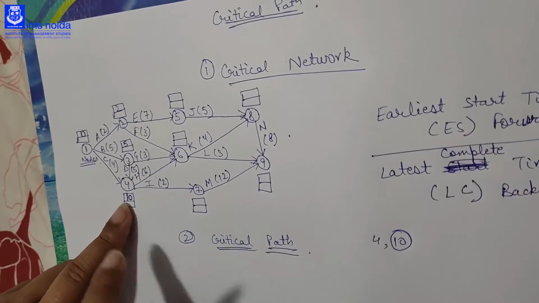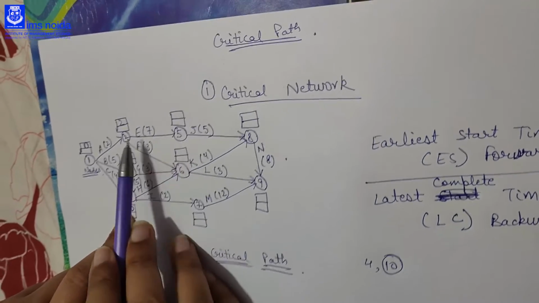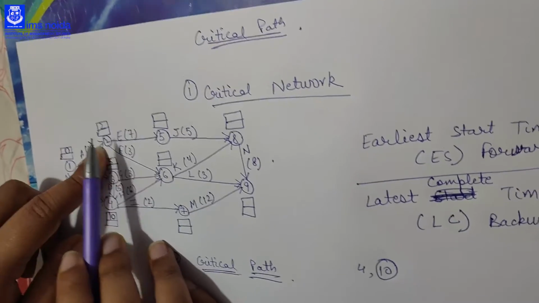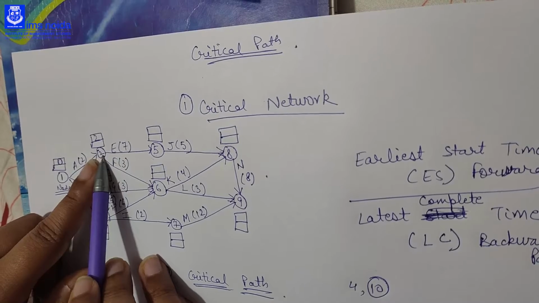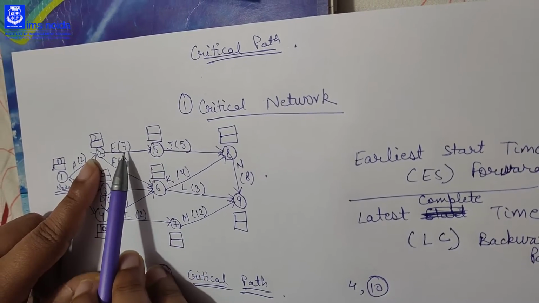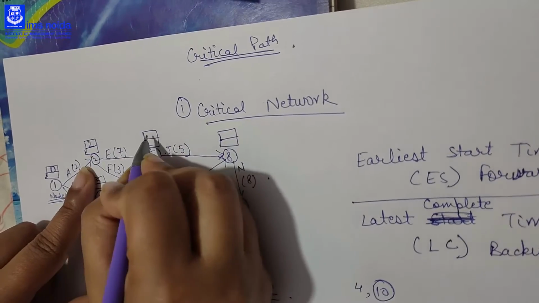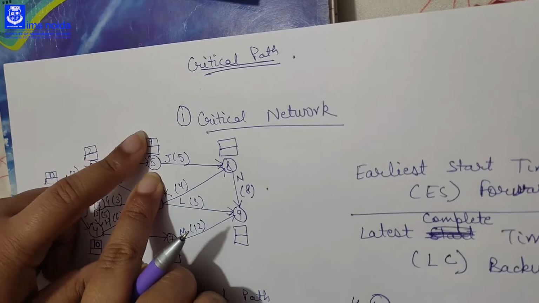Okay, then we will move to the fifth node. In the fifth node there is only one direction to move, that is from 2 to 5. So we will add the earliest start time of node 2, that is 2, and then the time required to move from 2 to 5, that is 7. 7 plus 2 is 9. So the time required to move to 5 is 7 plus 2, 9.